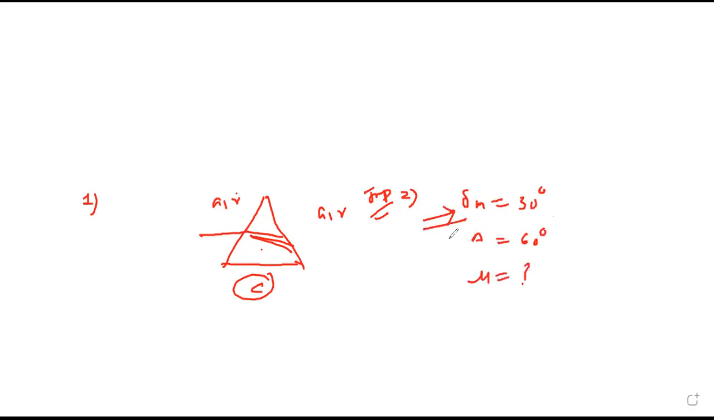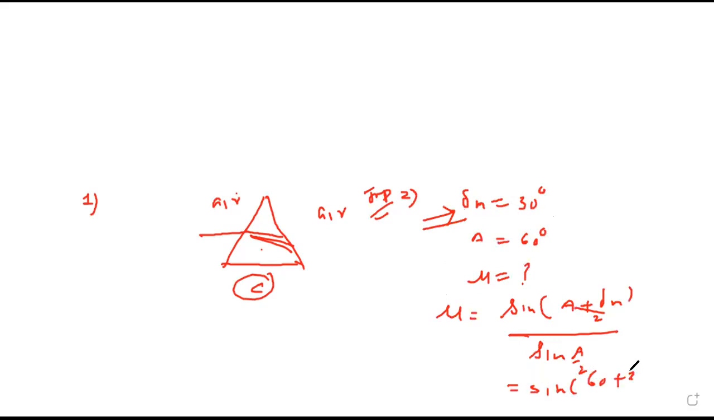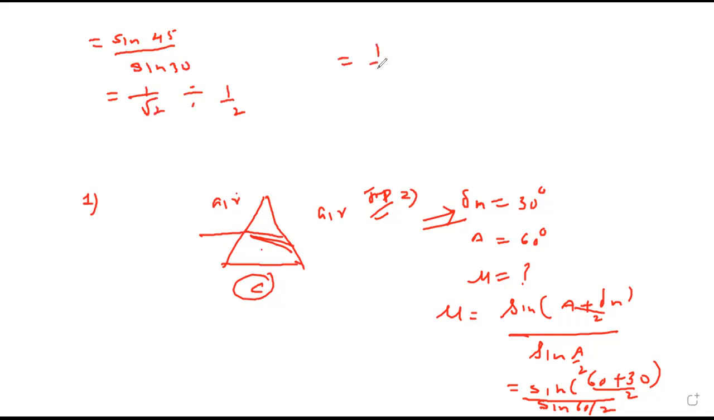Whenever the angle is minimum, I can use the prism formula. By the prism formula, mu is sine of (A plus delta m) upon 2, divided by sine of A by 2. So sine of (60 plus 30) upon 2, divided by sine of 60 upon 2. Sine of 60 plus 30 is sine 90. Sine 90 upon 2 is sine 45, divided by sine 30. So 1 upon root 2 divided by half. 1 by root 2 into 2 upon 1 equals root 2. The refractive index is root 2.